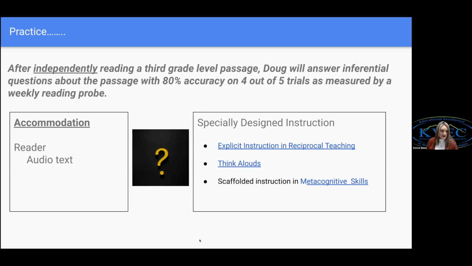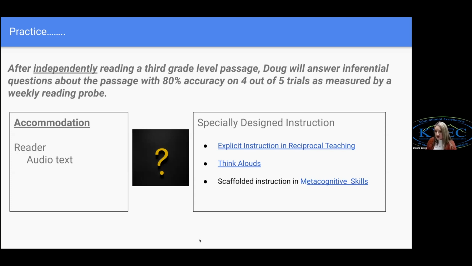Okay. Here was just for us a practice or an example. Here might be a goal that we would have on an IEP, right? So we've looked at the assessment data, we've looked at their formal evaluations, their psychological, their cognitive, their adaptive scores. So we've thought about all of those things. We have a goal. We're thinking about what that student needs to work on, and we just use this one as an example. If a student, after reading a third grade level passage, Doug would answer an inferential question about the passage with 80% accuracy, and we're giving them 4 or 5 trials, and each week we're going to give them a reading probe. And what we want to know is, can Doug answer?